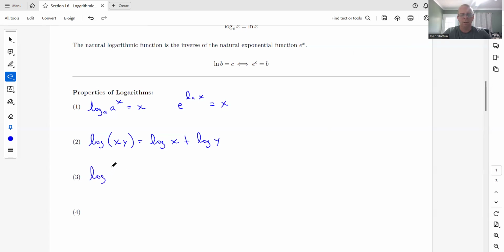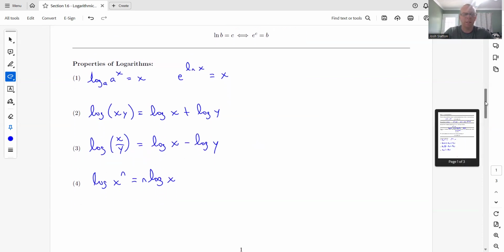If we look at log of x divided by y, we could write that as log of x minus log of y. And then the last one, if we have an exponent, so let's say log of x to the n, we can bring the n down as a coefficient. So n times log of x. So depending on the complexity of the equation, you may or may not need some of these. But they're definitely useful in many of the problems.